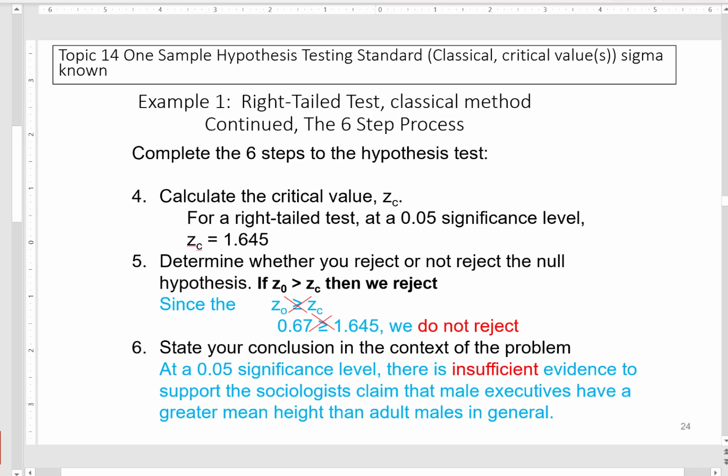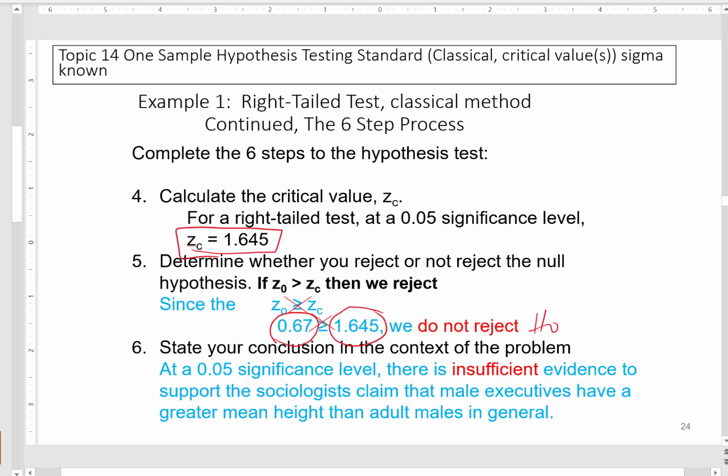Now, we know that the critical value is 1.645 because our alpha is 0.05, and for a right-tailed test, that's what our critical value was. Now my test statistic was 0.67. My critical value is 1.645. My criterion for rejection is that the test statistic has to be greater than my critical value, and it's not. So we do not have enough evidence. We do not reject the null hypothesis. So at a 0.05 significance level, there's insufficient evidence to support the sociologist's claim that the male execs have a greater mean height than adult males in general.